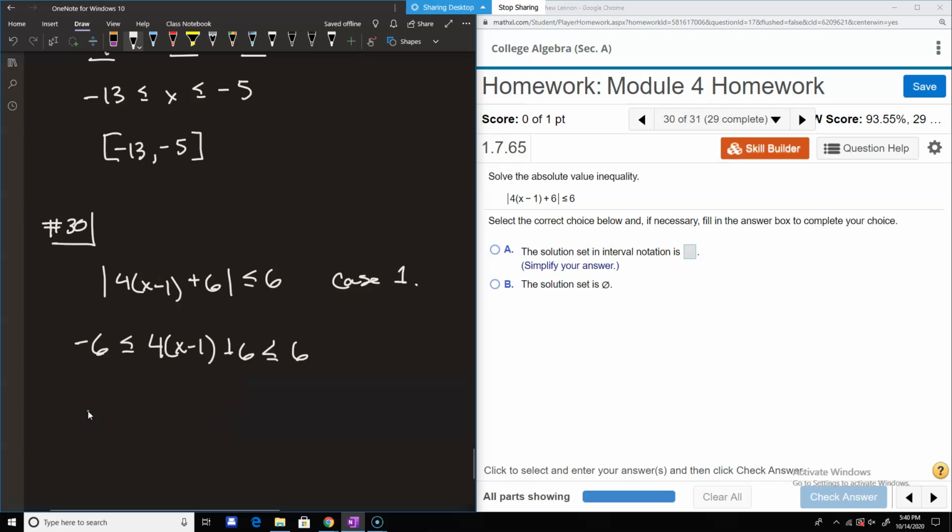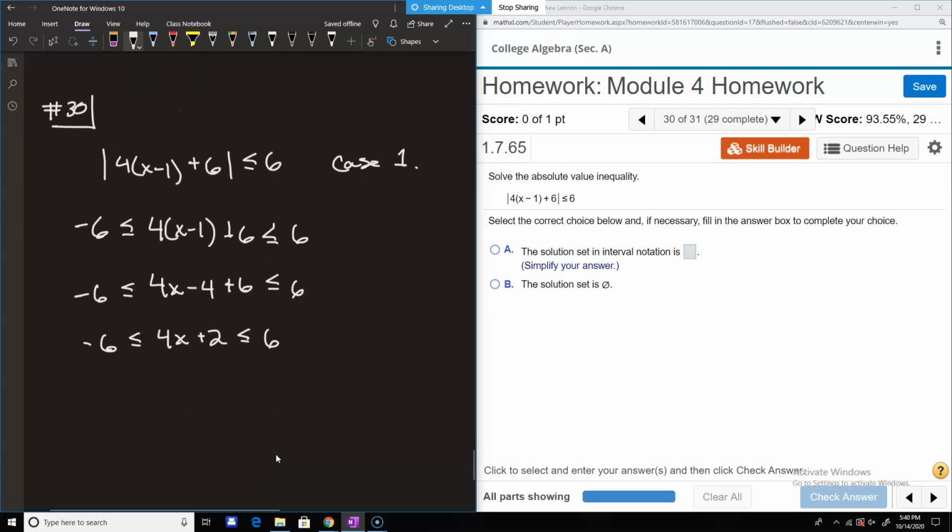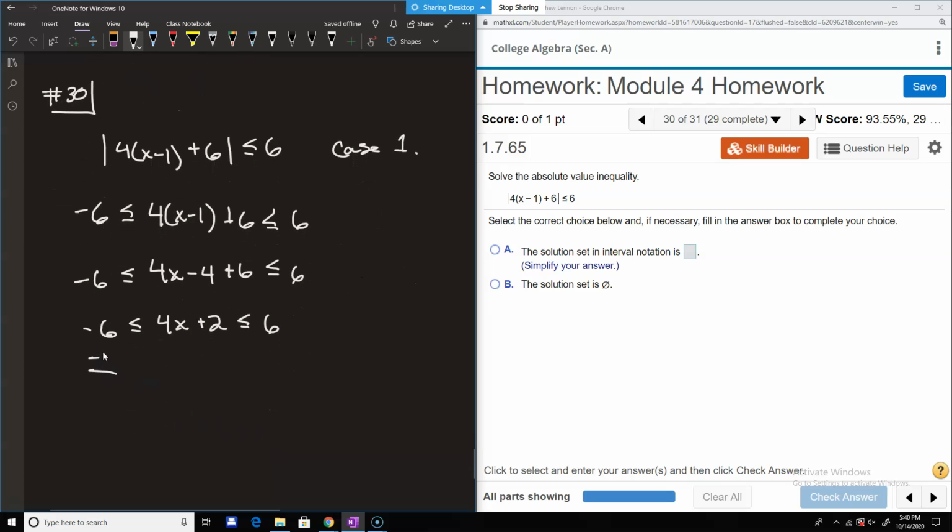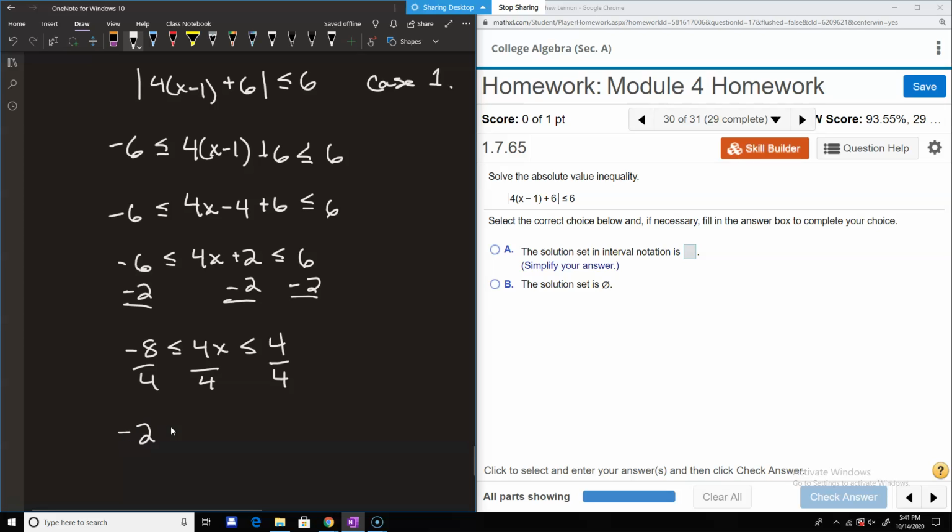Okay, so let's simplify in the middle. So we have negative 6 less than or equal to 4x minus 4 plus 6 less than or equal to 6. So the negative 4 and the positive 6 in the middle add to 2. So minus 6 less than or equal to 4x plus 2 less than or equal to 6. The last two steps are going to be subtract 2 and then divide by 4. So we subtract 2 and get minus 8 less than or equal to 4x less than or equal to 4. And then divide all three parts by 4. So we have minus 2 less than or equal to x less than or equal to 1. So minus 2 comma 1 is our answer.